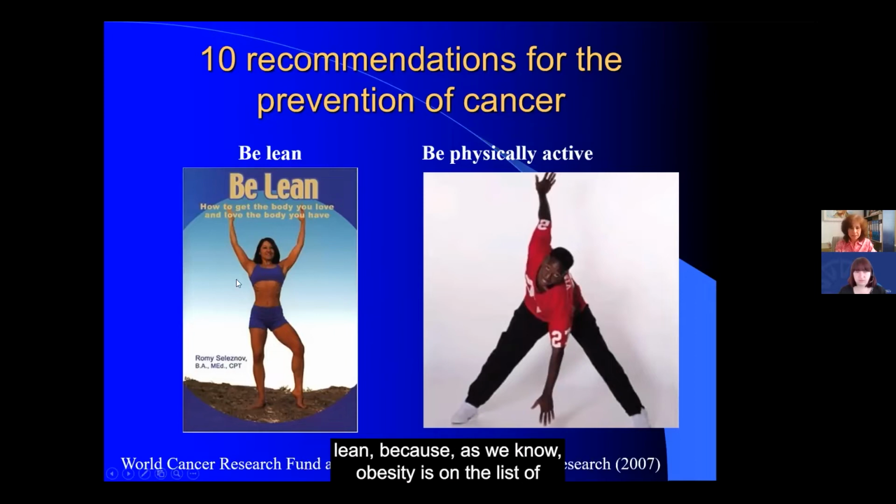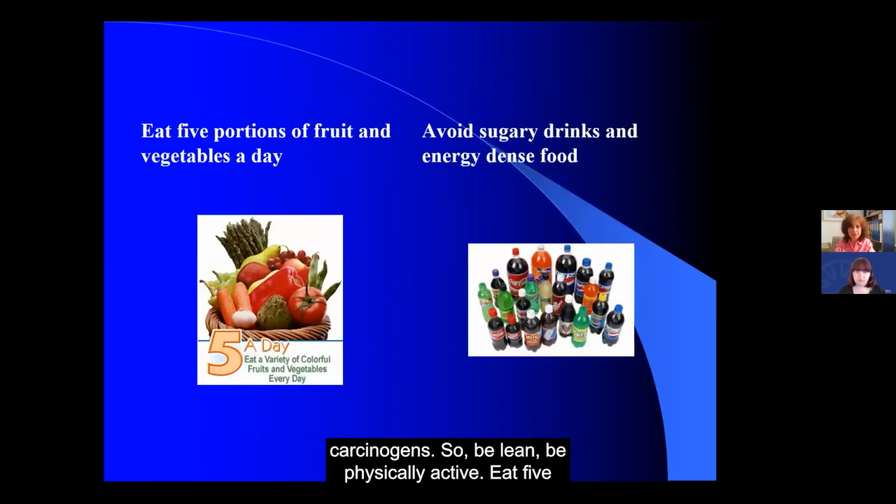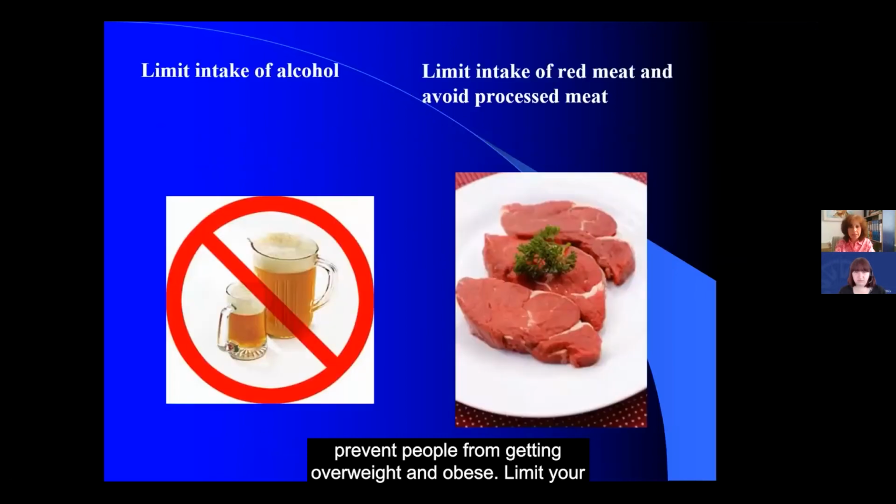They recommend to be lean, okay? Because as we know, obesity is on the list of carcinogenic agents. And also to be physically active. And these two, right, both need to be followed. You can't be a skinny couch potato, okay? Because physical activity also causes certain changes in the body to help defend ourselves against carcinogens. So be lean, be physically active, eat 5 portions of fruit and vegetables a day. I think that campaign in the UK is brilliant. I think everybody is aware that eating fruits and vegetables helps prevent cancer. Avoid sugary drinks and energy-dense foods, again, because that's helping to prevent people from getting overweight and obese.